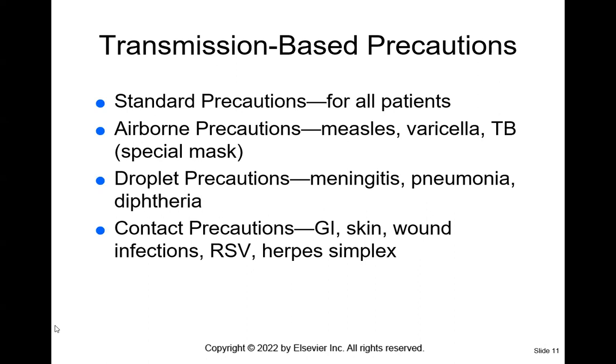Okay, wear a mask. Droplet precaution is another transmission-based precaution. And again, these are all highly contagious kinds of scenarios. Meningitis, if you have a meningitis patient that comes in, one of the first things that you want to do is isolate the patient, right? Because we know that it's highly contagious. It could be bacterial meningitis, viral meningitis. Either way, we want to isolate the patient, put them on droplet precautions. Pneumonia, diphtheria, again, droplet precautions.